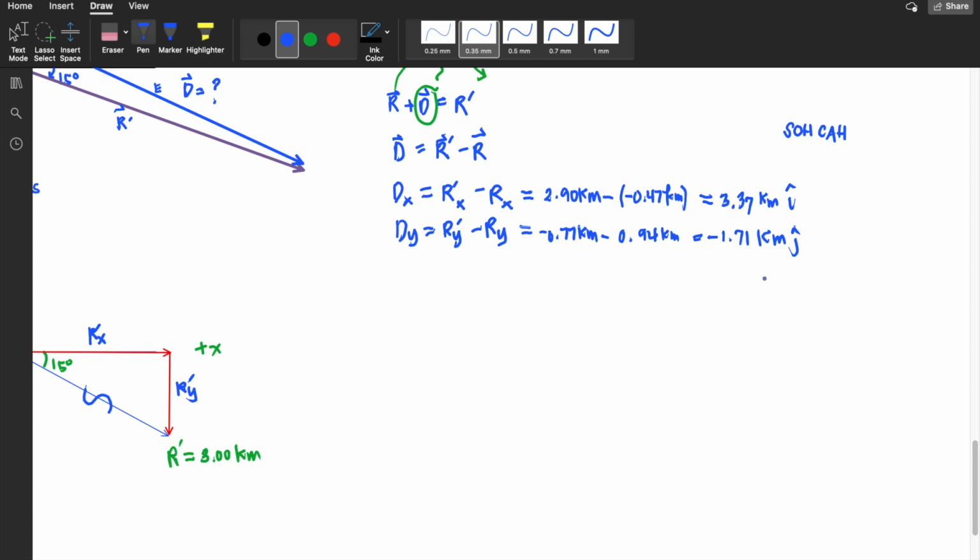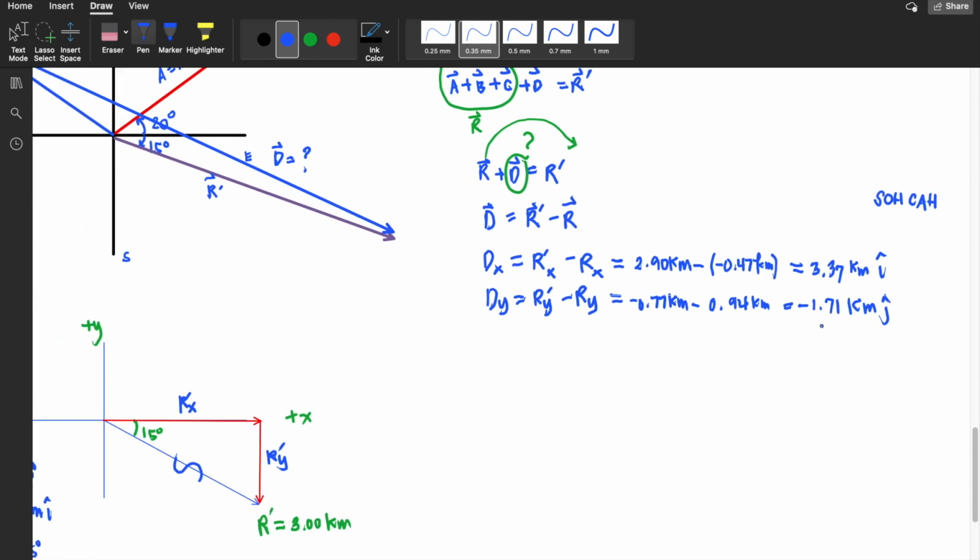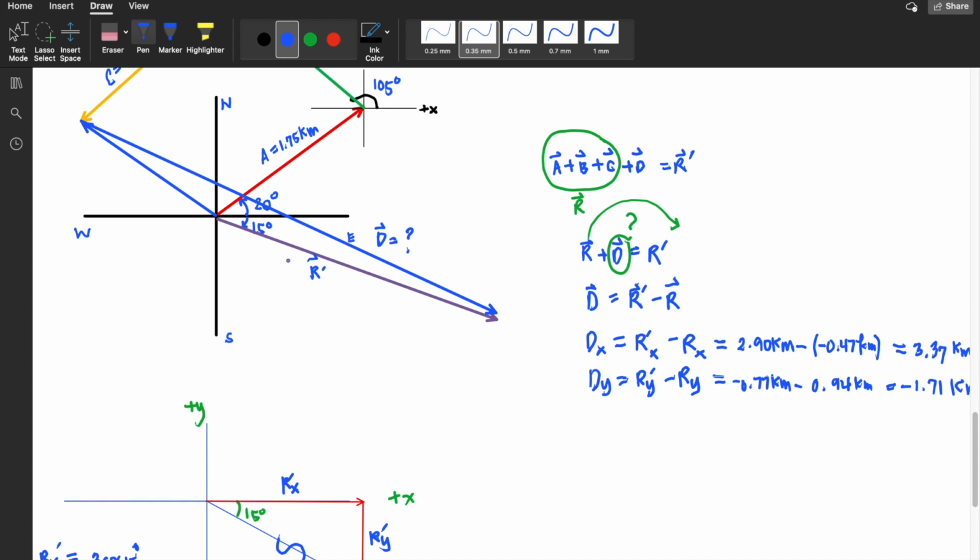So it's lying along the fourth quadrant, right? How do I know? Your dx is positive and your dy is negative. If you notice also from your drawing, your d vector is lying along the fourth quadrant, with the origin here.